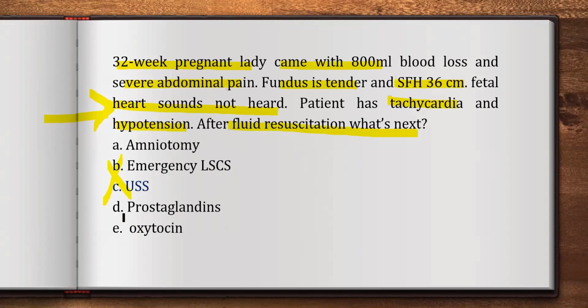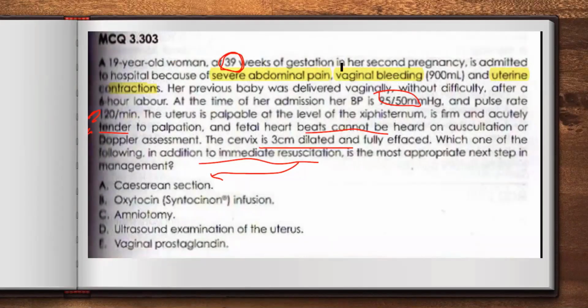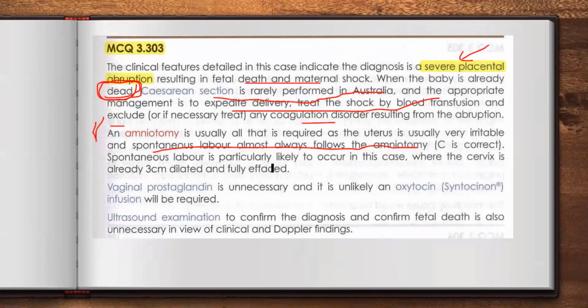The next thing is, do you want to do the induction by giving a prostaglandin and then go for amniotomy? You don't actually need to, because if you look at the handbook case, it's a similar thing. 39 weeks gestation, having abdominal pain, vaginal bleeding, and BP is 95/50, pulse rate is high. Fetal heart cannot be heard on auscultation or Doppler. Cervix 3 centimeter dilated, fully effaced. Which one of the following, in addition to immediate resuscitation, is the most appropriate step?